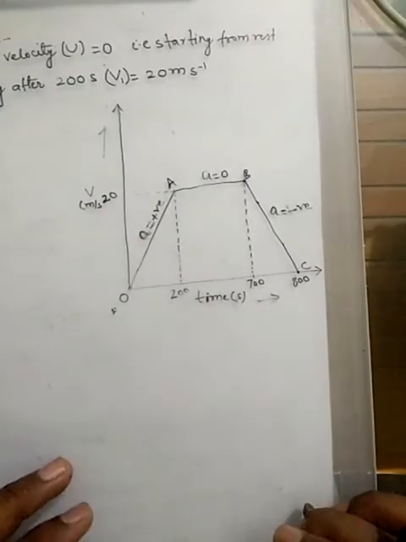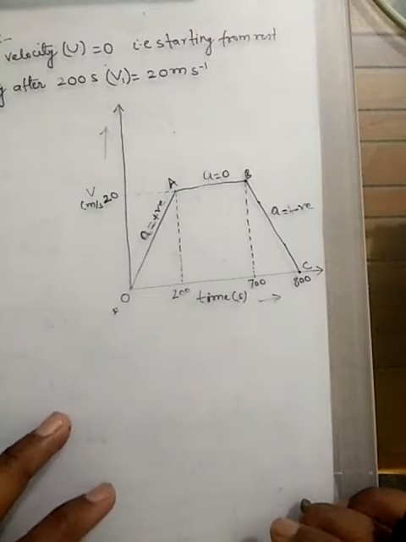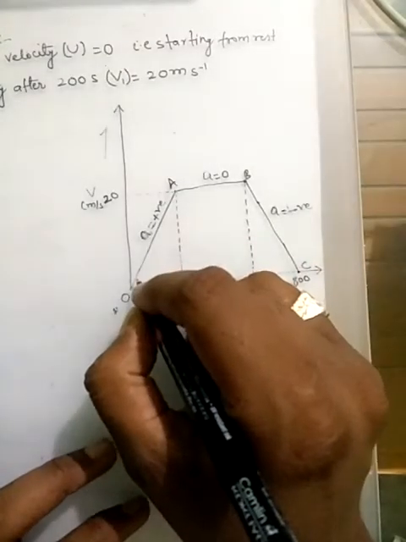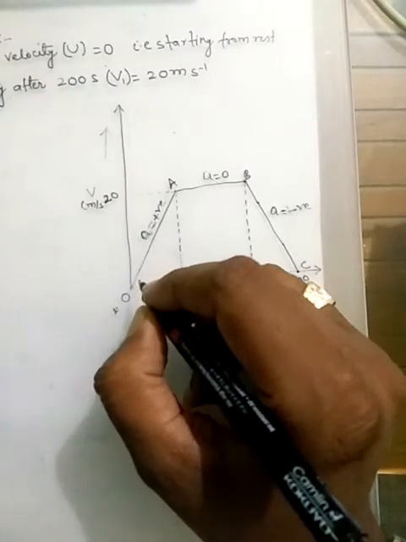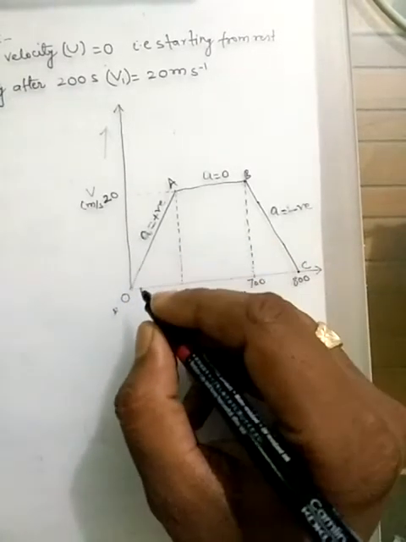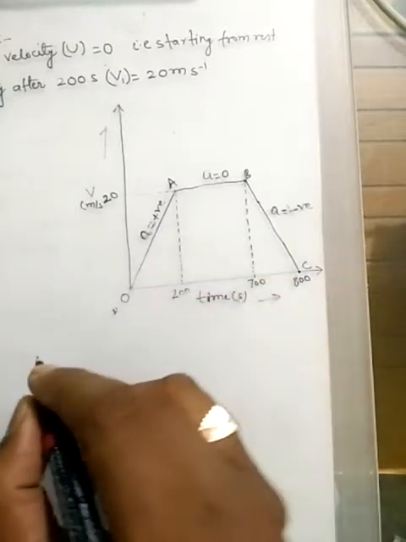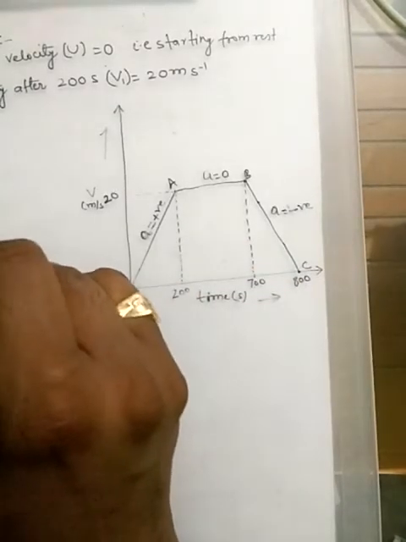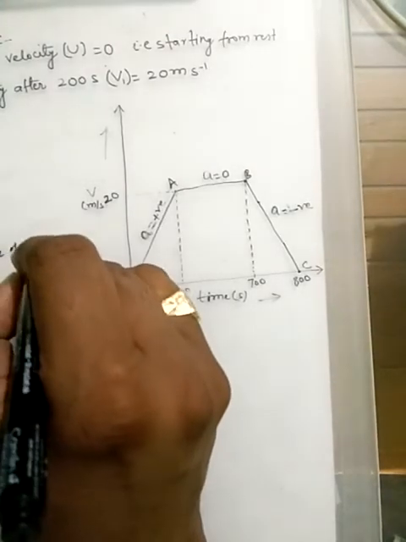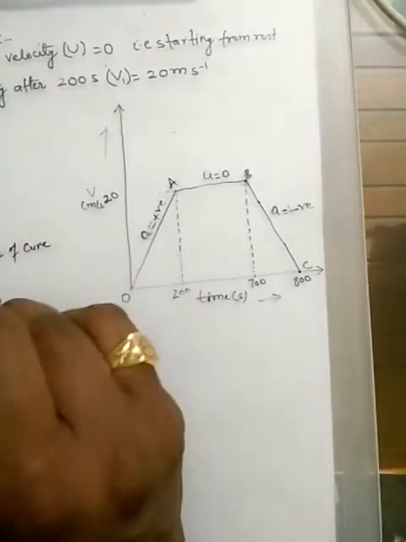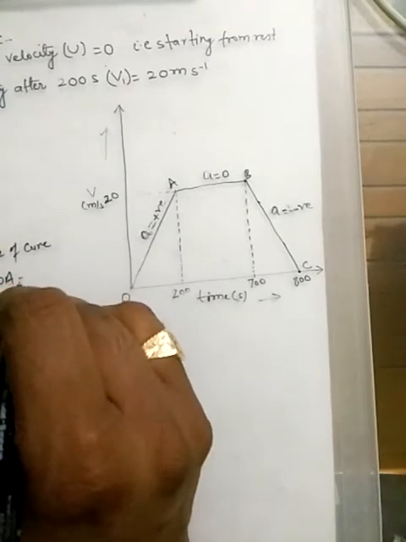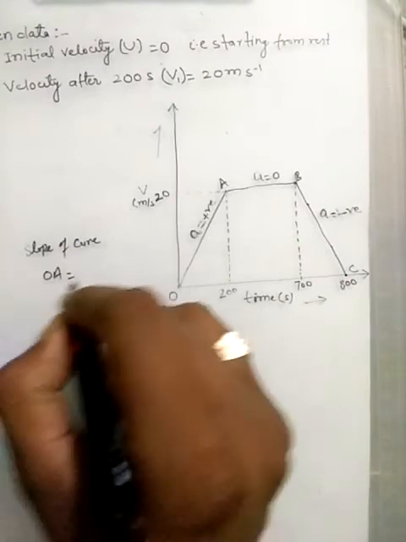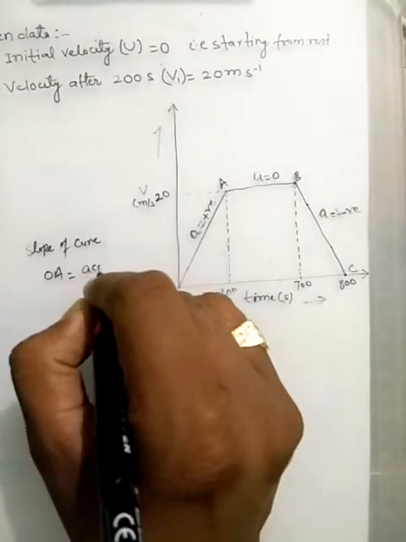The second part of the question says find acceleration from the graph. Here we know that the acceleration can be obtained by finding the slope of this curve. Then the slope of curve OA represents the acceleration.